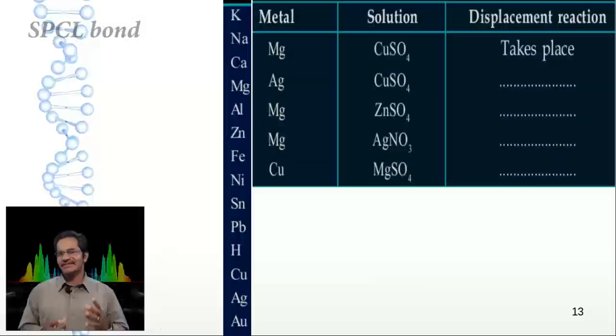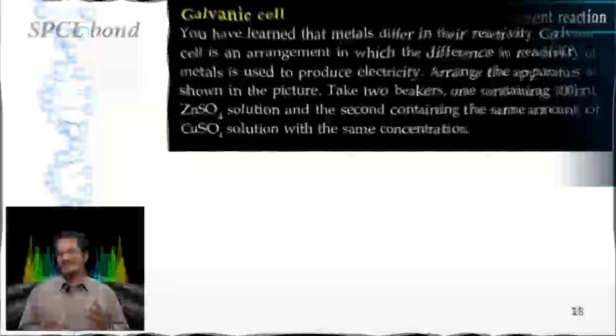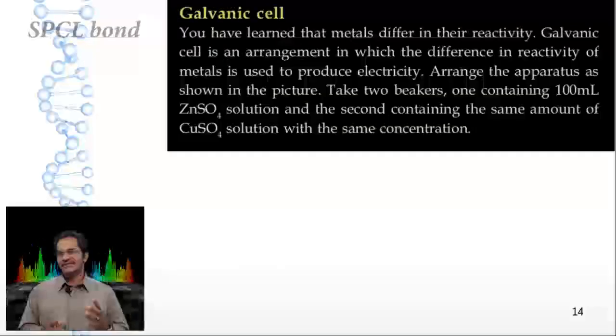Similarly, we may get different solutions, or different atoms or metals. Then there may be a question whether it is a displacement reaction or not. You have to write the answer by checking the position of different elements in the electrochemical series. Different metals have different reactivity. Based on the difference in reactivity, some devices are prepared and they are called galvanic cells.